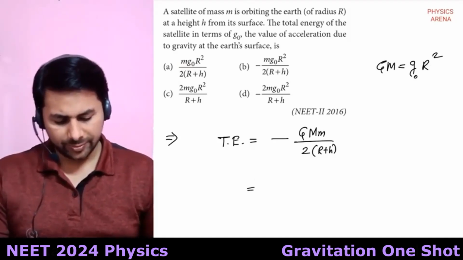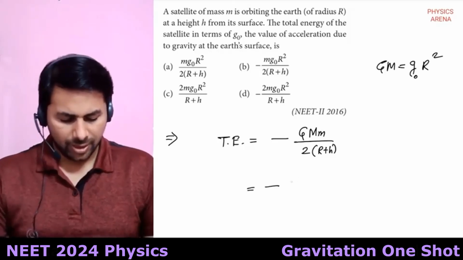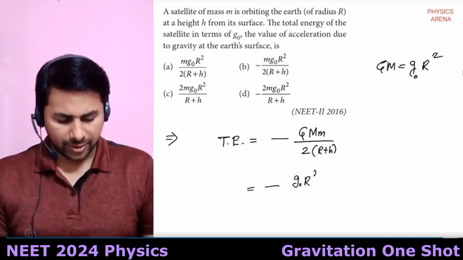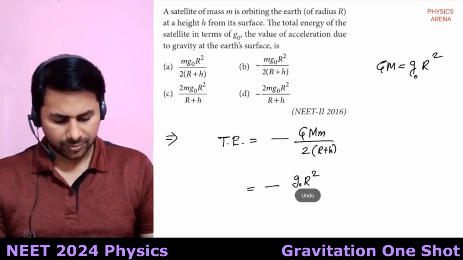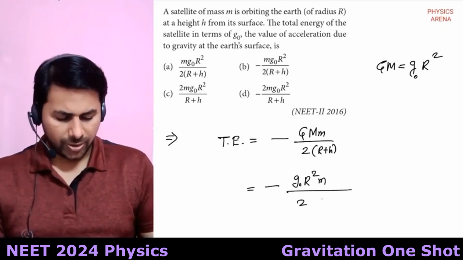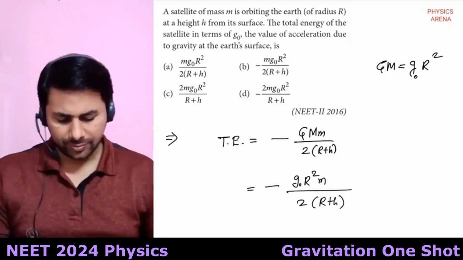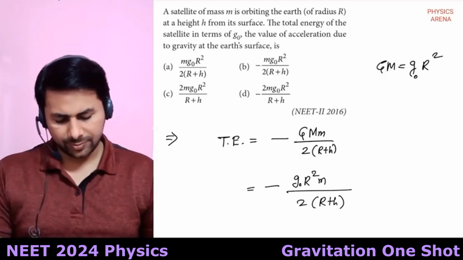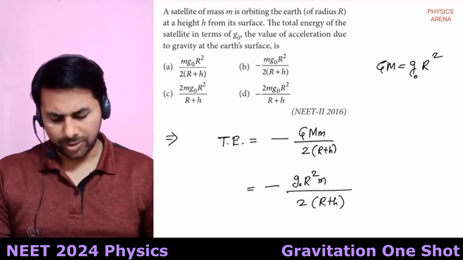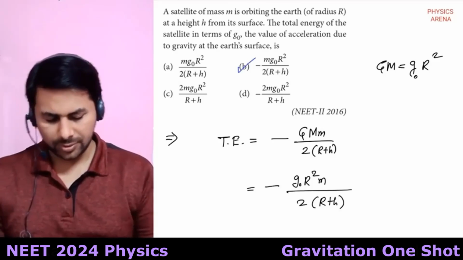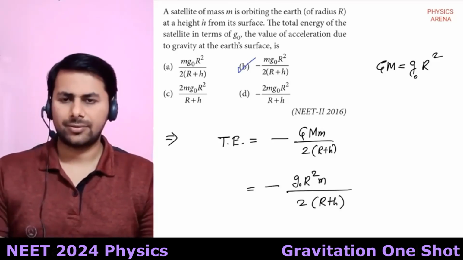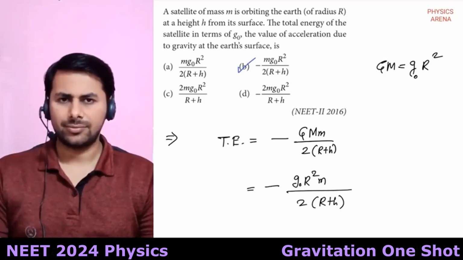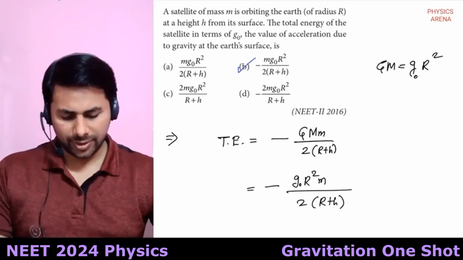So what do we get? It is minus of g naught into R squared into m upon 2 times (R plus H). So which one is correct? Option B. Right. It's simple.